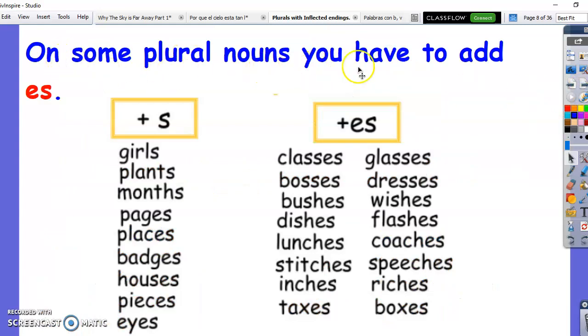On some plural nouns, you have to add es. Anytime a word ends with s, to turn it into a plural, you have to add es. Class, because it ends with s, becomes classes. Glass ends with s, it's glasses. Bosses, dresses, on and on.